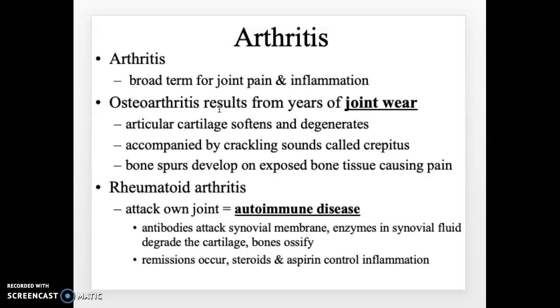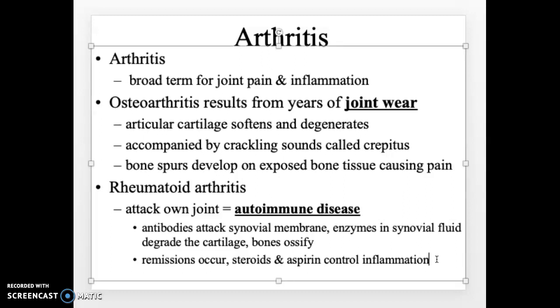There are treatments available for this. Steroids and aspirin control inflammation, but there's actually some fancy new medications that can block the antibodies. So they bind to these antibodies to prevent the attack from happening. Pretty cool class of drugs. They're called monoclonal antibodies. If you're curious, I'll write it down here. Monoclonal antibodies. You'll see them as MABs.